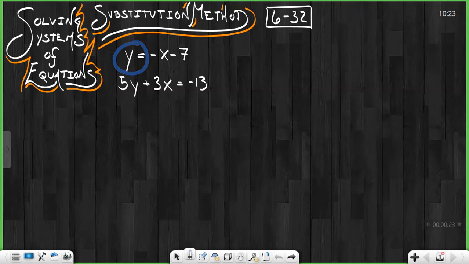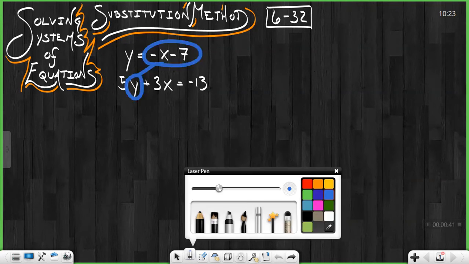the substitution method is likely what you want to use, because the substitution property of equality says that we can replace a variable like y in a second equation with what y is equal to. So I can swap those two pieces in and out, and I still maintain equality. That's exactly what we're going to do here.